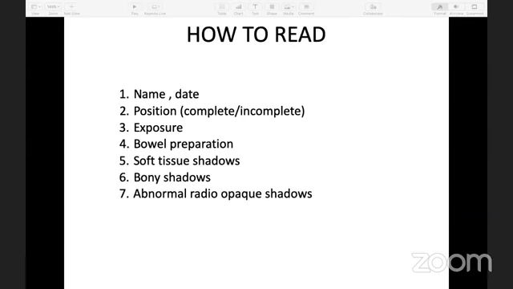This is how you interpret and read X-ray KUB. Name of the patient, date, position, exposure, bowel preparation, soft tissue shadows, bony shadows, and abnormal radiopaque shadows in this order. And each point you will see separately in the subsequent sections.